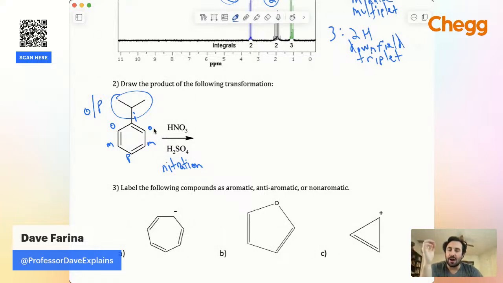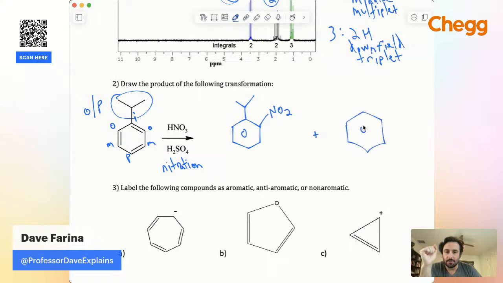And so going by either the ortho or para pathways, we're going to get that better, that more stabilized arenium ion intermediate. So that's why this is going to be an ortho-para director. And so we're going to get the nitro group at either the ortho or the para position. And so let's draw both of those. So there's our isopropyl group, and then we can have the nitro group there.